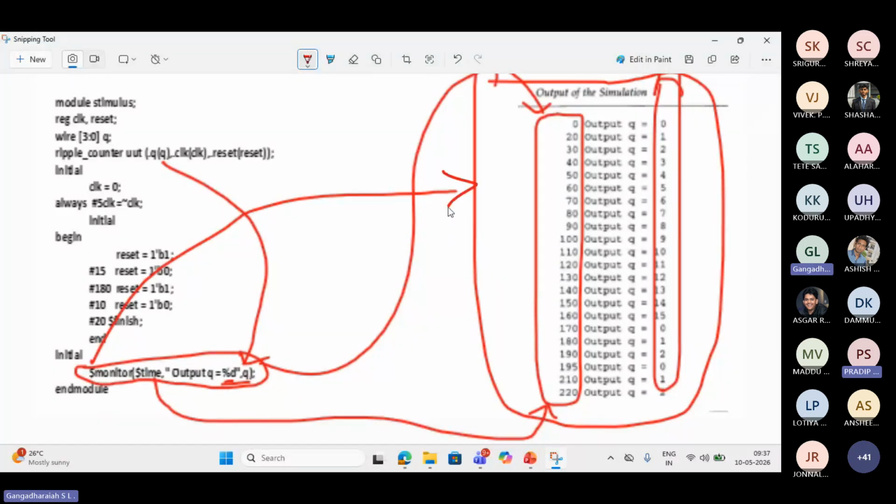Yes, sir, understood. But it's in the simulation environment. That's all. This $monitor is not supported for synthesis. Of course, we don't want to synthesize this behavior. Just because before I get a final netlist, I should see whether it meets my requirement or not. Otherwise, no point in going for the rest of the processes. Okay, got it?